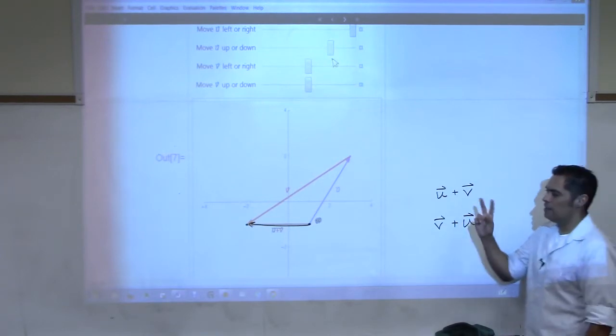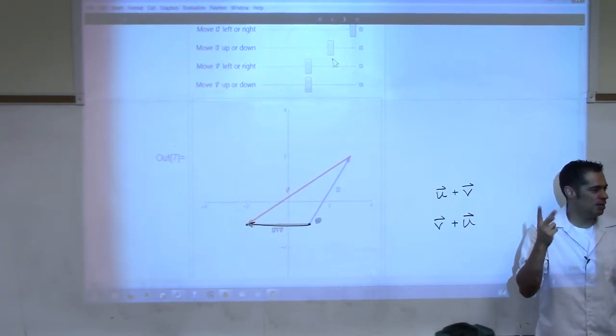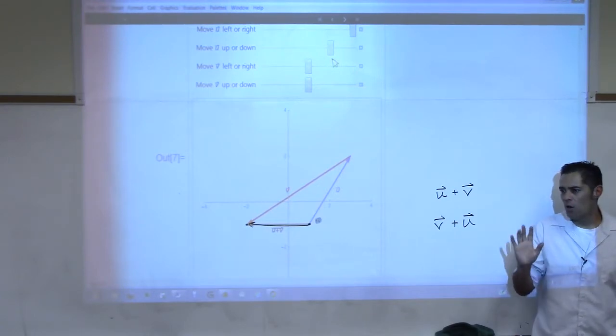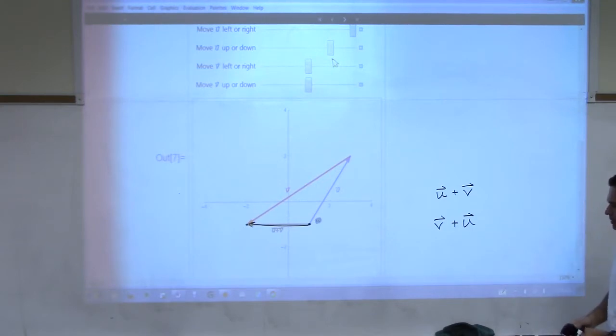Has the order ever mattered in addition in our number system? No. It never has, right? Hopefully this will follow the same thing. Let me see if I can convince you one way or the other. Doesn't it just change the direction? No, because it's still the same vector, just like up there.